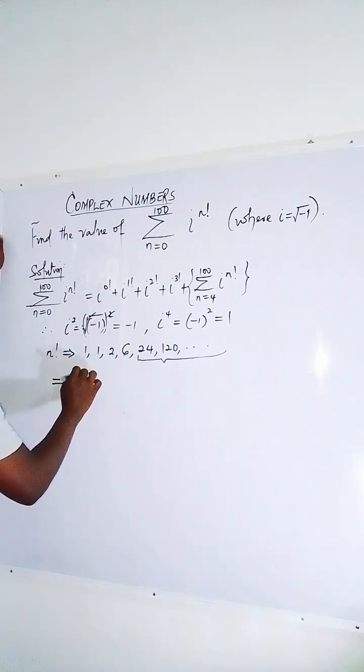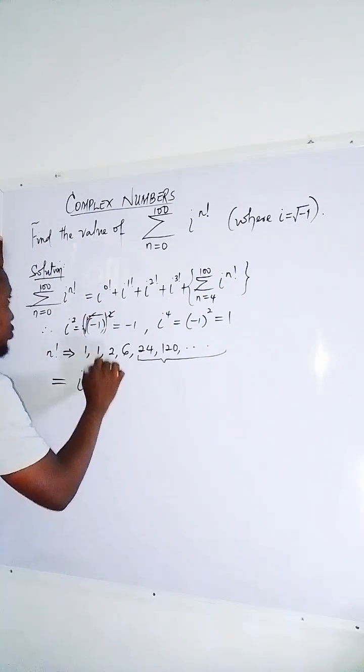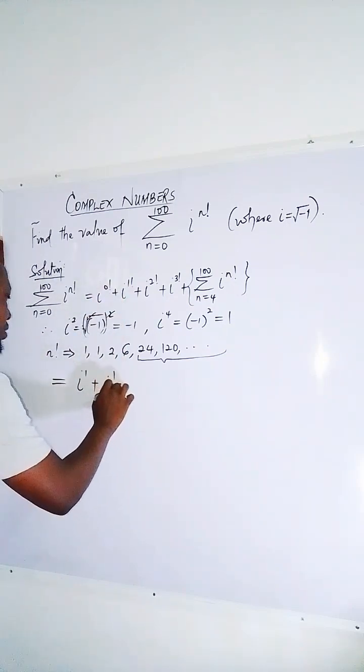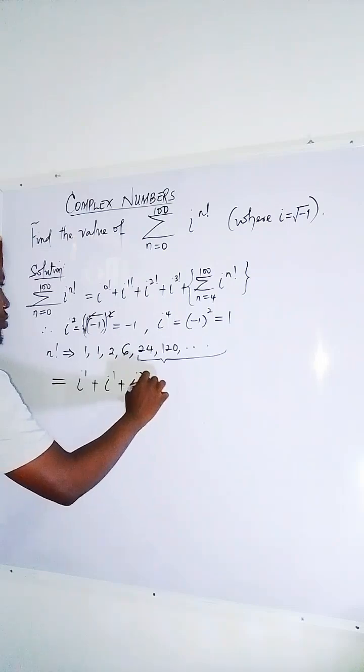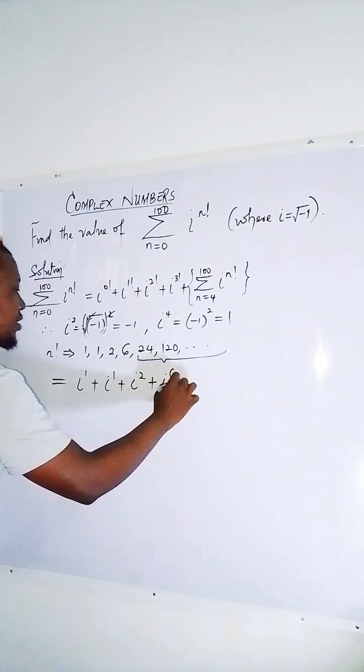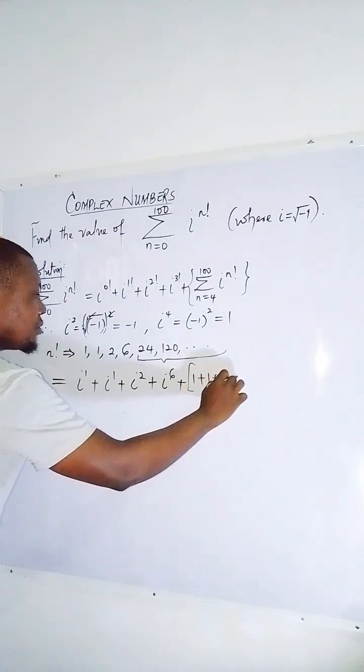i to the power of 0 factorial, that is i to the power of 1. i to the power of 1 factorial is also i to the power of 1. i to the power of 2 factorial is i to the power of 2. And i to the power of 6. And this will be 1 plus 1.